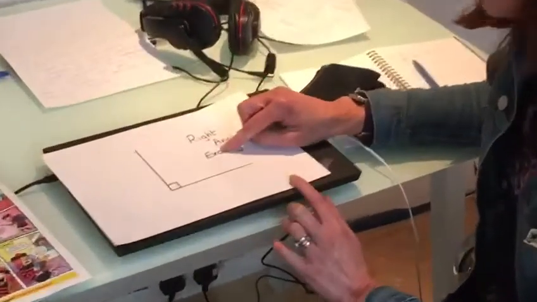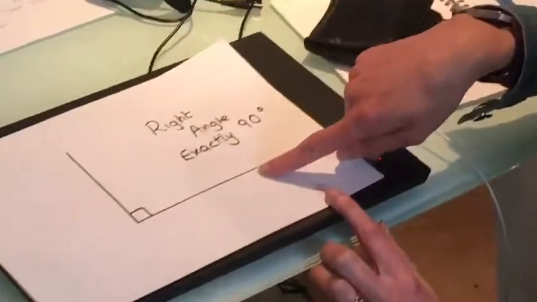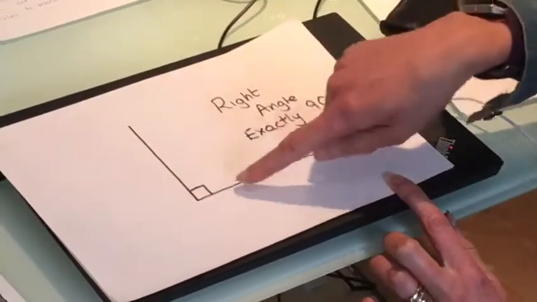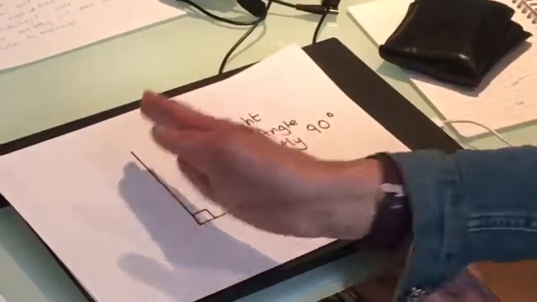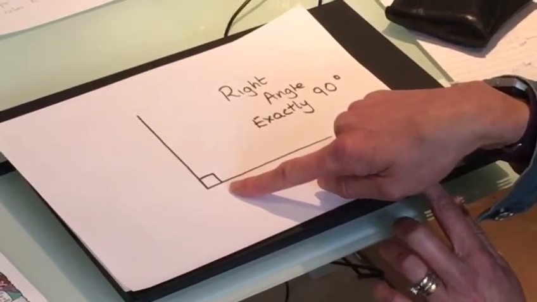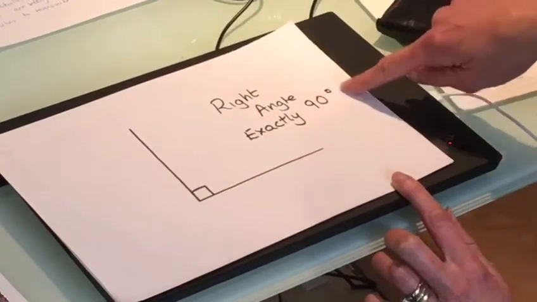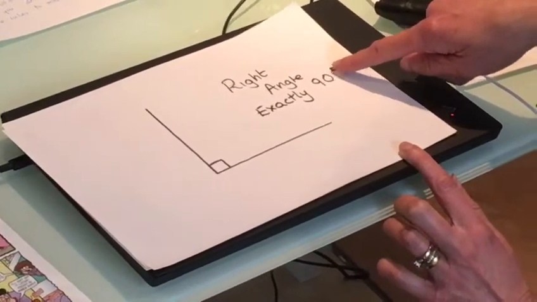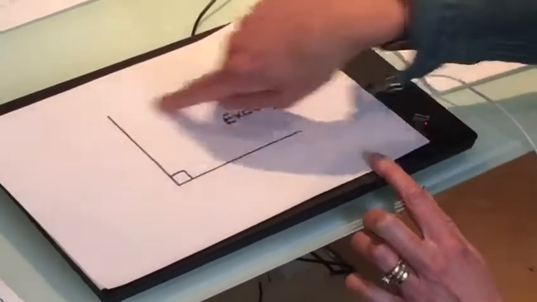So this one here is a right angle. It's formed when our two lines meet at this point. It's a quarter of a turn, and a right angle is exactly 90 degrees. The symbol for a degrees sign is this little circle here. So it's a quarter of a turn.